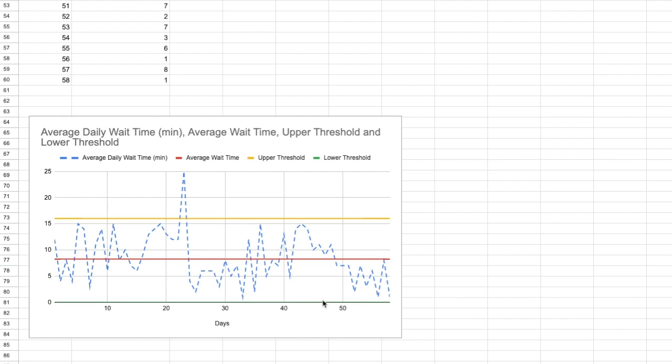Now, as you can see, for the most part, this blue line actually stays within the control chart thresholds, the yellow and the green lines. So that means they're expected values based on historical data. Around day 23 or so, we see this huge spike that goes up to 25 minutes, and that means it's outside the control chart. So that means something influential happened that made this number go outside of the normal realm.